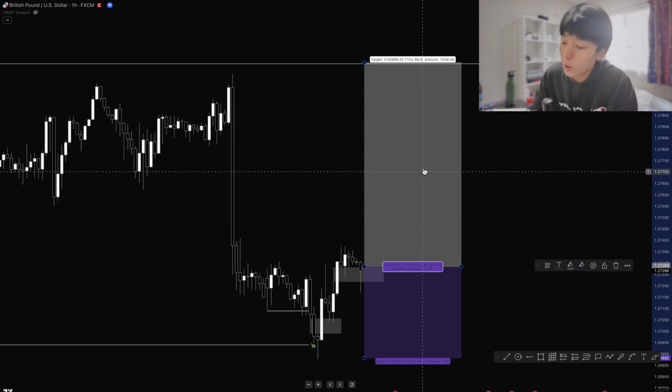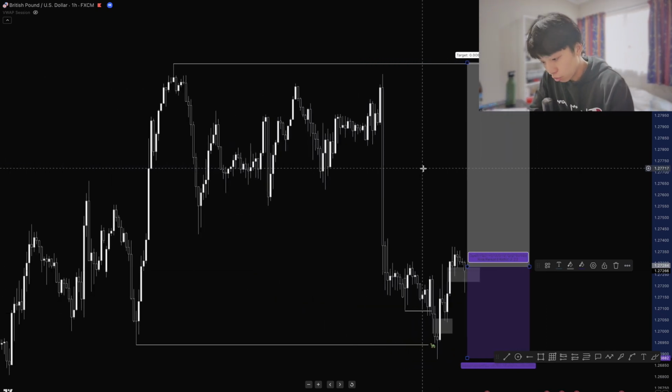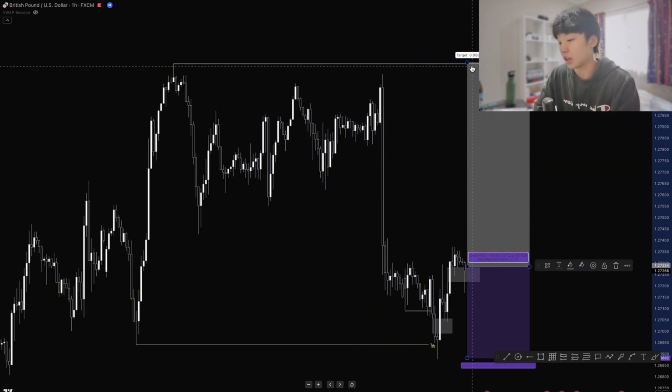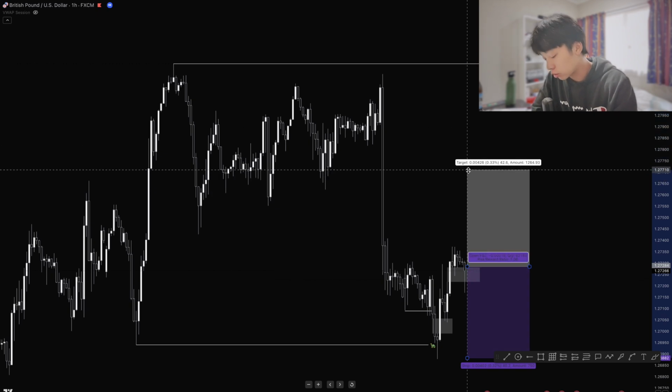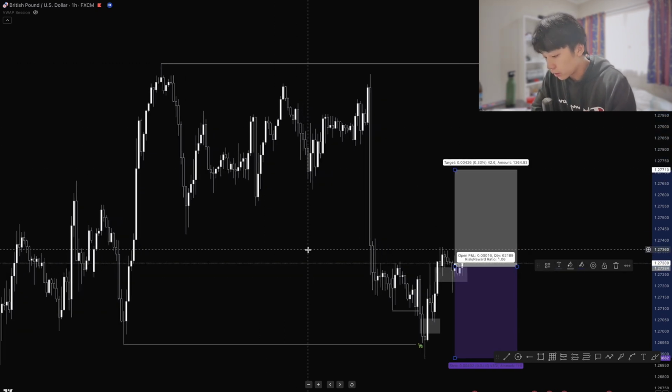Usually, I'm not gonna lie, I'm not gonna say I target buy side liquidity all the time. I would usually take a partial here or go for a 1-to-1. But yeah, let's see how this plays out.